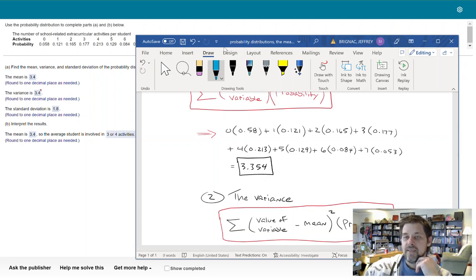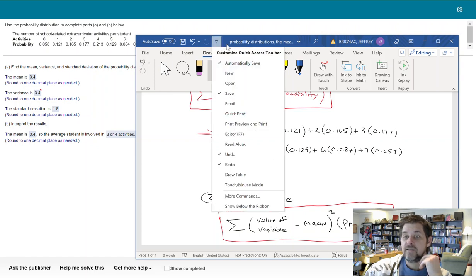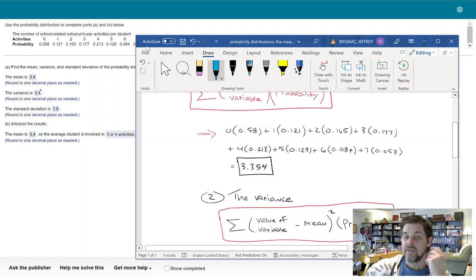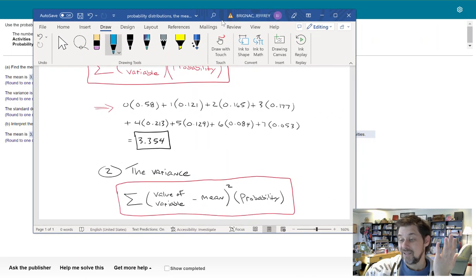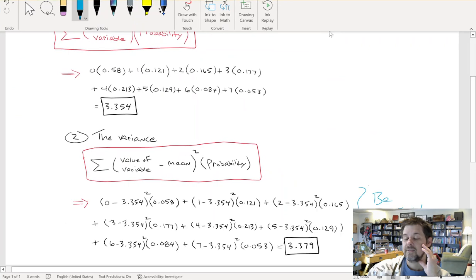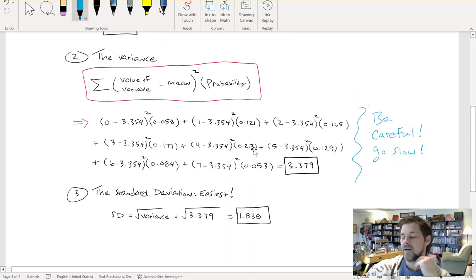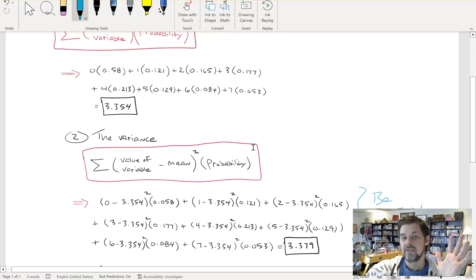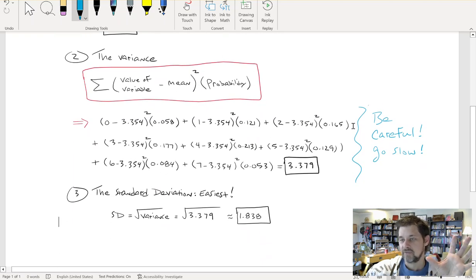Now, next we would go to the variance, and that one is the more difficult calculation. It's not really that hard to do in Excel, but on our tests, we don't have access to Excel. We have StatCrunch, and I'm not aware of any way to do this on StatCrunch directly. That would just make it real easy. So that's why I'm showing you this on paper.